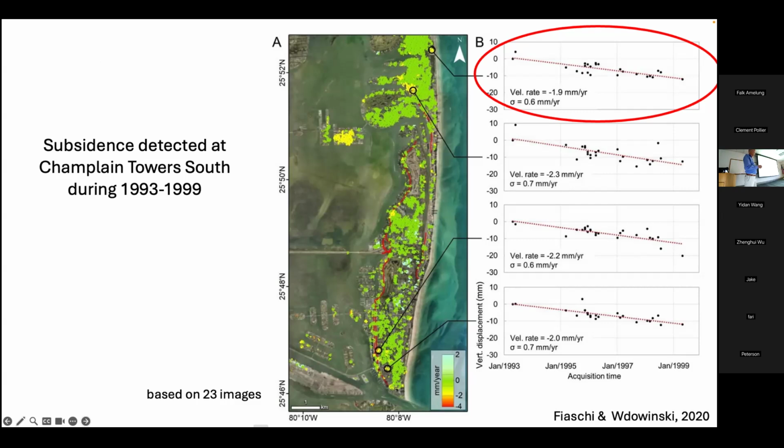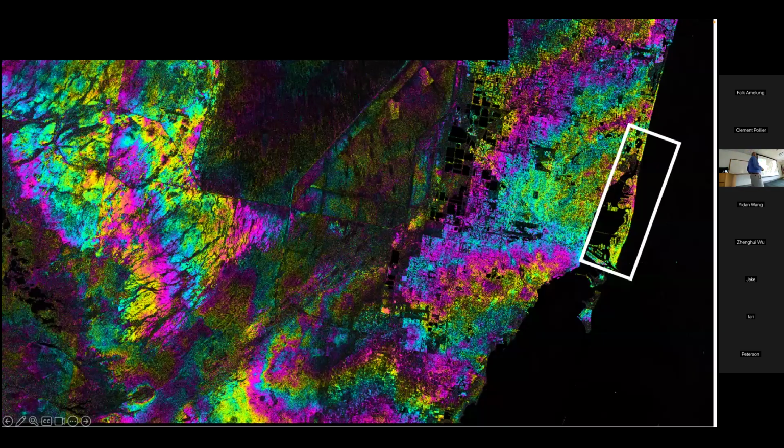And it turns out, and that is really surprising, on the Champlain Tower's south side there was subsidence detected, about 2 millimeters per year, not very much, in a small localized area. And that, of course, raised lots of questions about the potential geological impacts on the collapse site. An example of an interferogram for the entire South Florida area, and the location where the collapse occurred is right here.